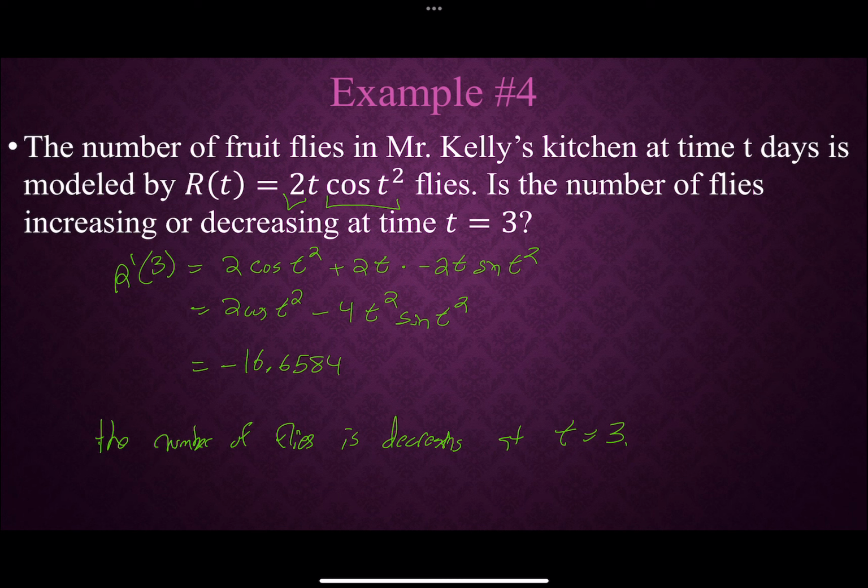All right, so that's it for our critical points and getting into the idea of increasing and decreasing. We're going to talk more about increasing and decreasing with 5.3 in the context of a minimum and a maximum point.